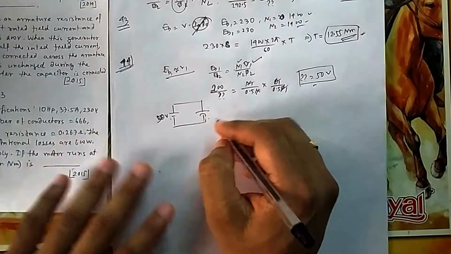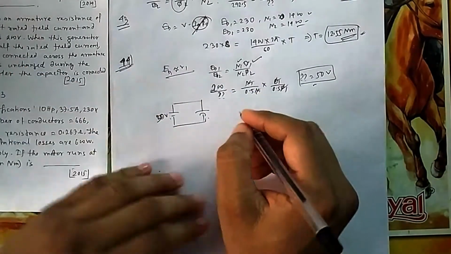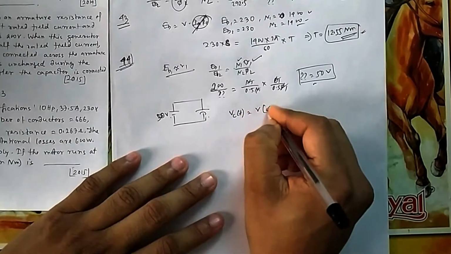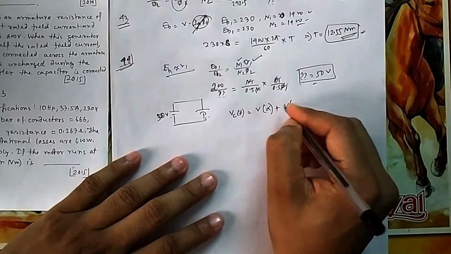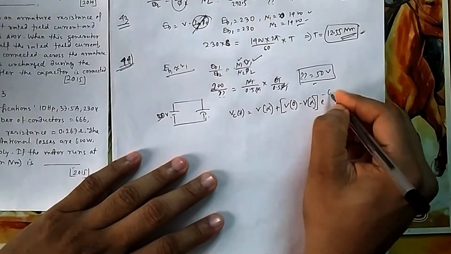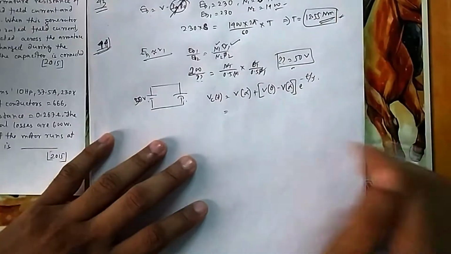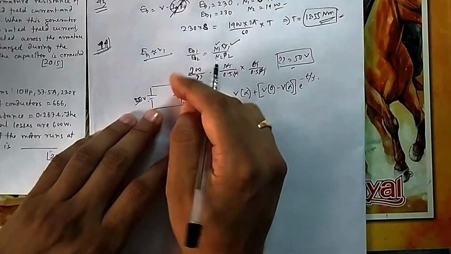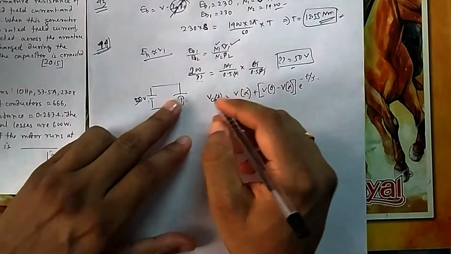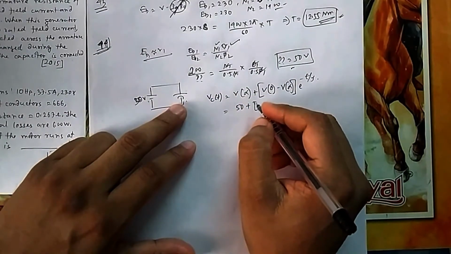So you remember your circuit theory. The capacitor voltage is final plus (initial minus final) e to the power minus t by tau. So this is the expression for the capacitor. Finally, if you keep it as it is, what will happen? It will be 50. The capacitor will be fully charged to 50. There will be no current. If you keep it for infinite time, the final voltage will reach 50.